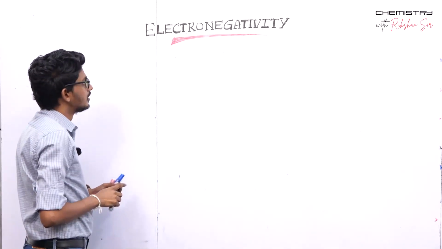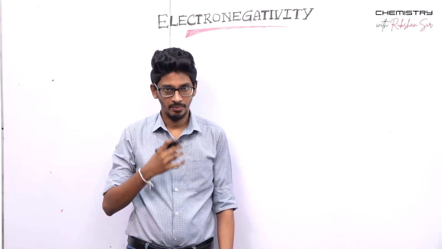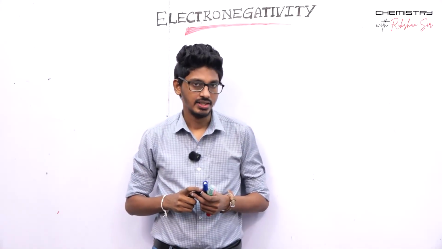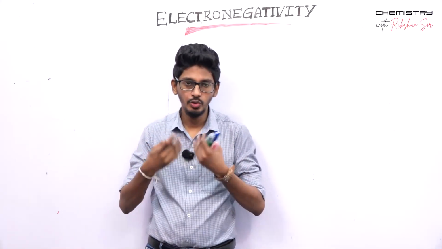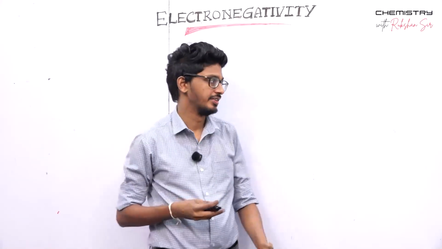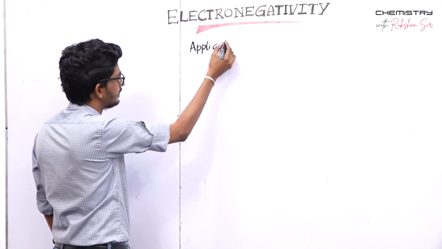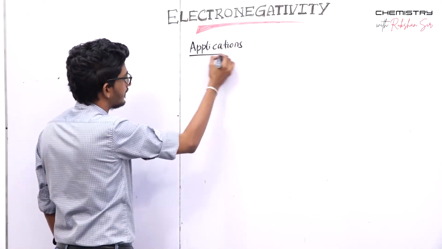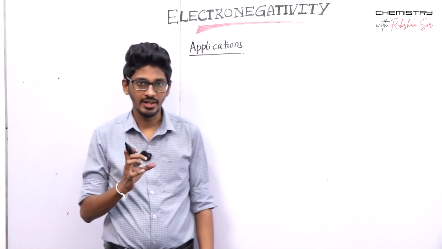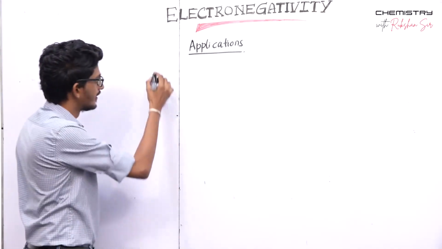Right. So we'll discuss the major concepts we should know about electronegativity, which appear in the unit 2 lesson. First we'll start with the usages, the applications of electronegativity. The concept of electronegativity can be used to determine the polarity of a covalent bond.